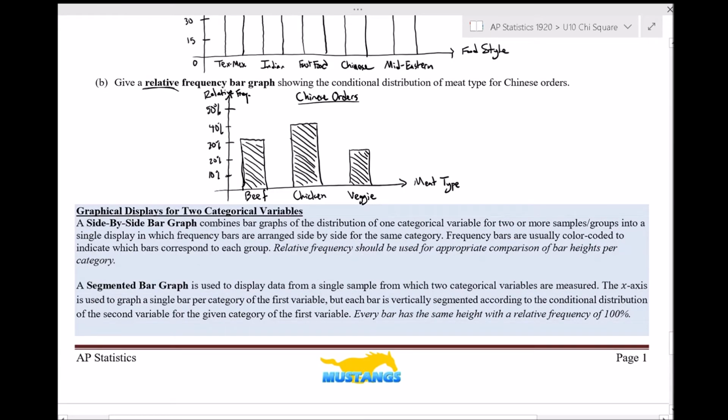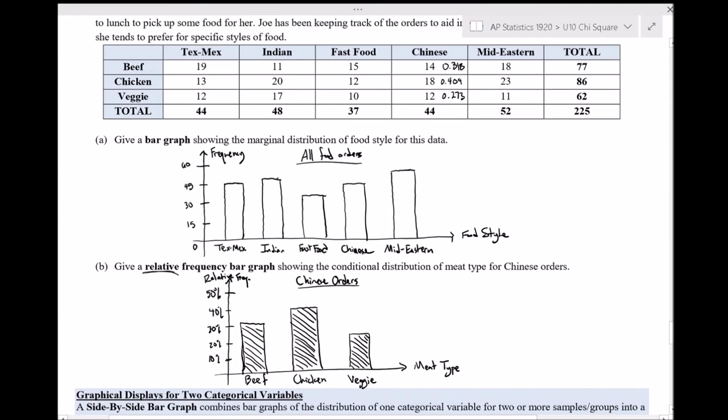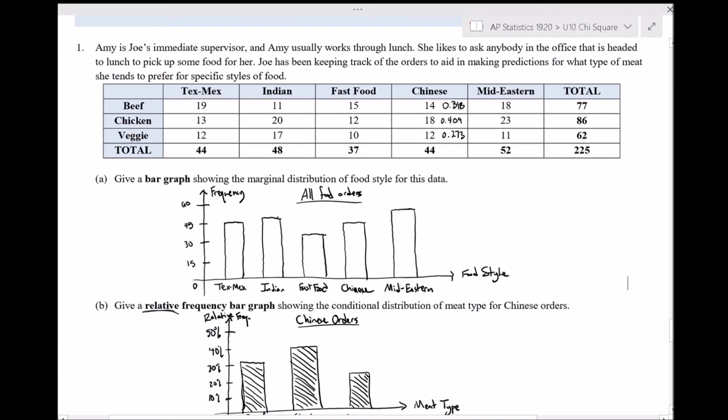Okay, so here are definitions for types of graphs that we can give. So if we're talking about 2 categorical variables, what we're trying to do is jump to showing the distribution for both variables. So how do I make a 2-dimensional graph?